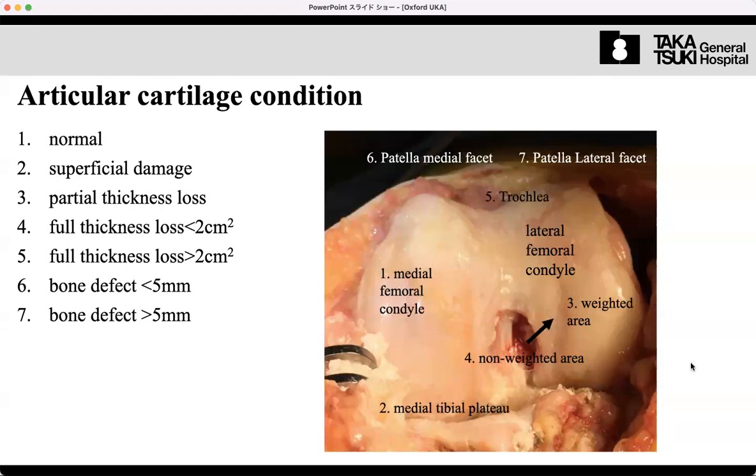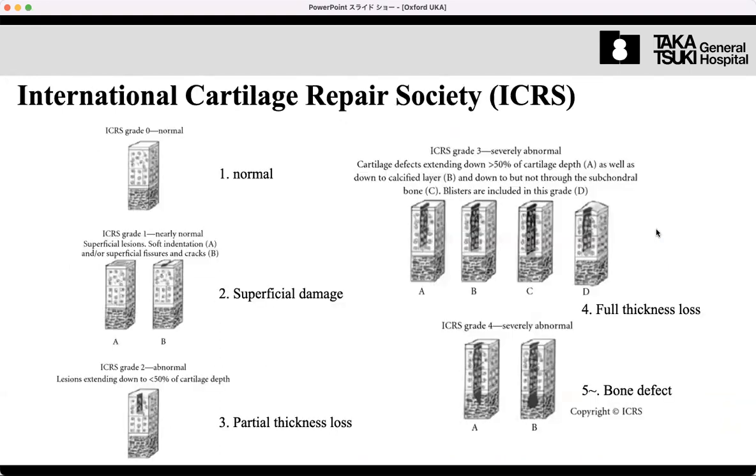So that is the evaluation of the cartilage status using the Oxford classification. There are 7 categories: normal, superficial damage, and partial thickness loss. And for full thickness loss, localized and extended, and slight small bone defect and big bone defect. Maybe it is very similar to the ICRS classification in the normal, superficial damage, and partial thickness, and for full thickness and bone defect. So it's similar.